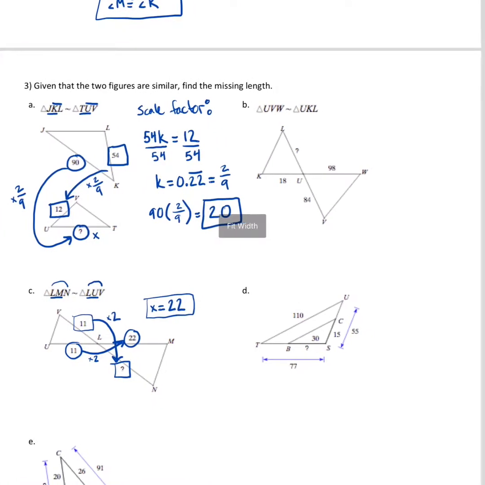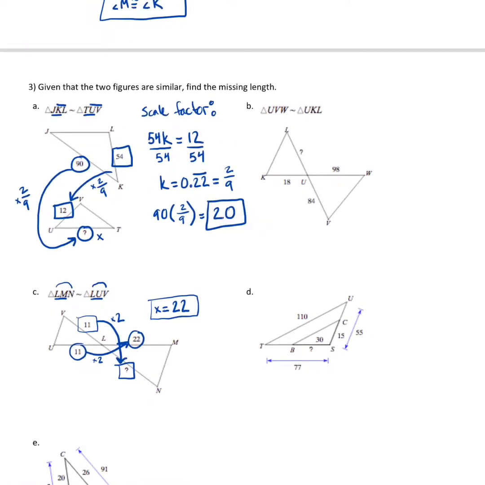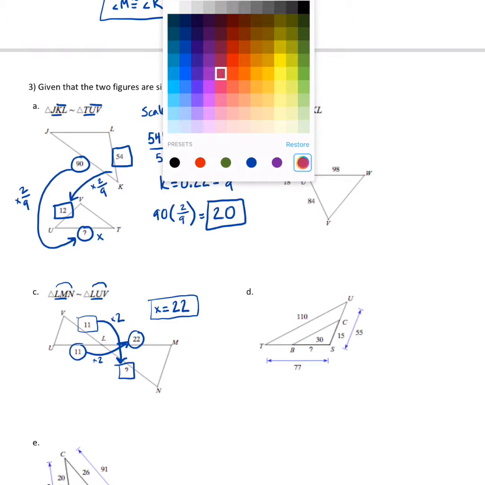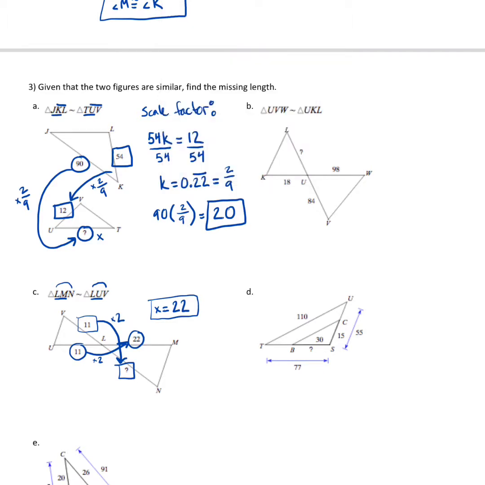We also have the option of setting up proportions. I'm showing you both methods because quiz asks for one, math space asks for another, and I just want you to know how to do both. Okay, here's our proportion method. Let's pick a fun color. I think this bright purple is going to make me happy today. All right, let's see. UV corresponds with UK.